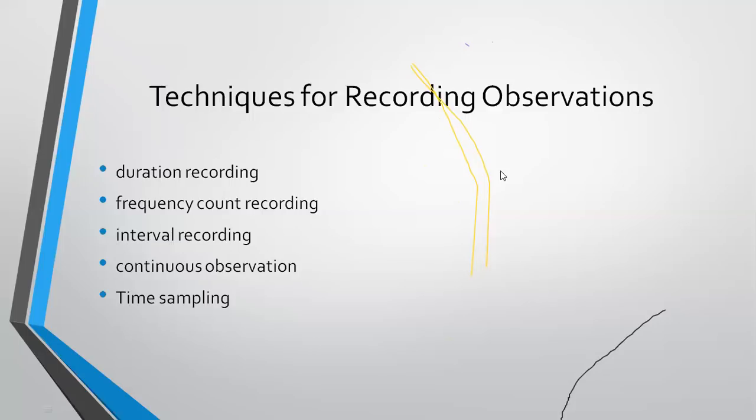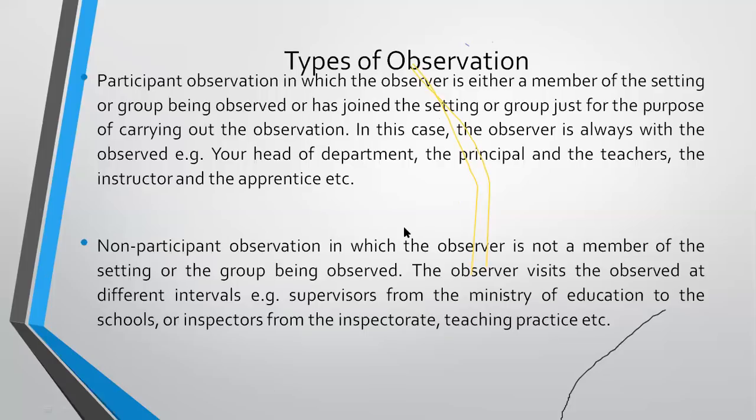What are the types of observations? You can have non-participant observation, and we can have participant observation. In participant observation, the observer is either a member of the setting being observed or has joined the setting or group just for the purpose of carrying out that research. In this case, the observer is always the observed.